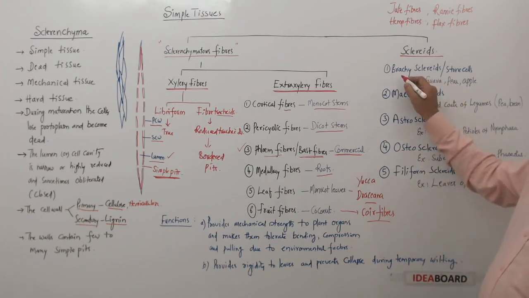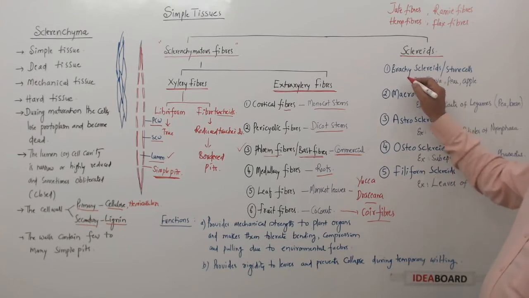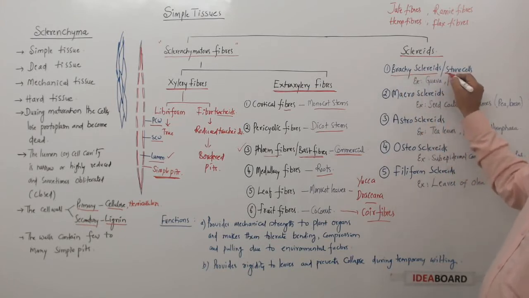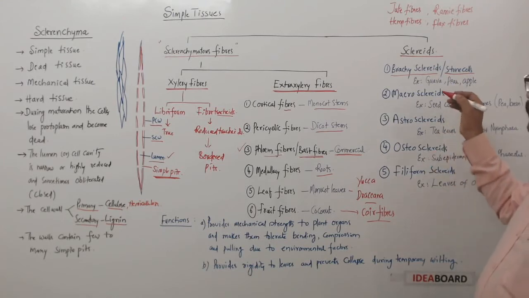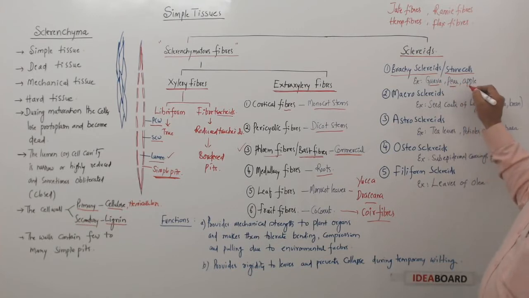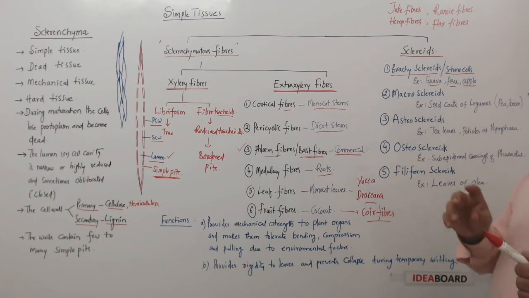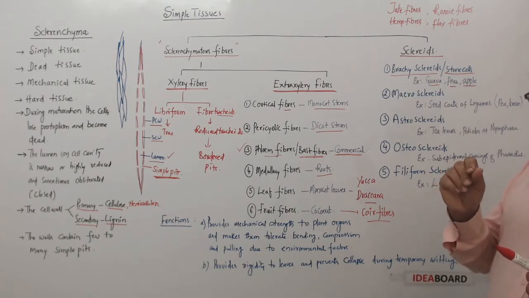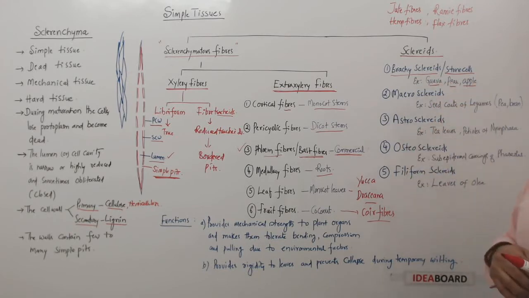Those which are round and look like parenchyma are called brachysclereids, or stone cells. And you find them in the pulp of guava fruit, pear fruit, and apple fruits. So the pulp will contain that, and that's why we have some gritty feeling when we eat these fruits.